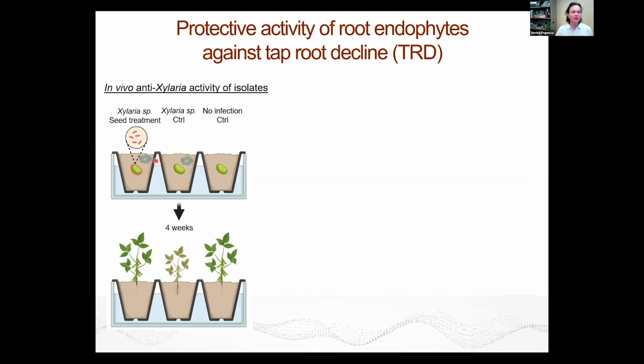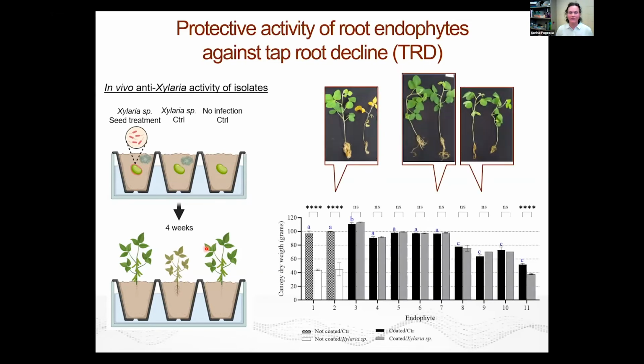And then we infect the soil with a plug containing Zalaria mycelium. And we have controls in which we do not treat the seeds, we infect or not infect, or treat the seeds but not infect with Zalaria. So all these controls grow together in the growth chamber. And at 4 weeks, we take the canopy, we dry it, and we calculate the dry weight and look to see whether our strains have an impact on Zalaria infection.